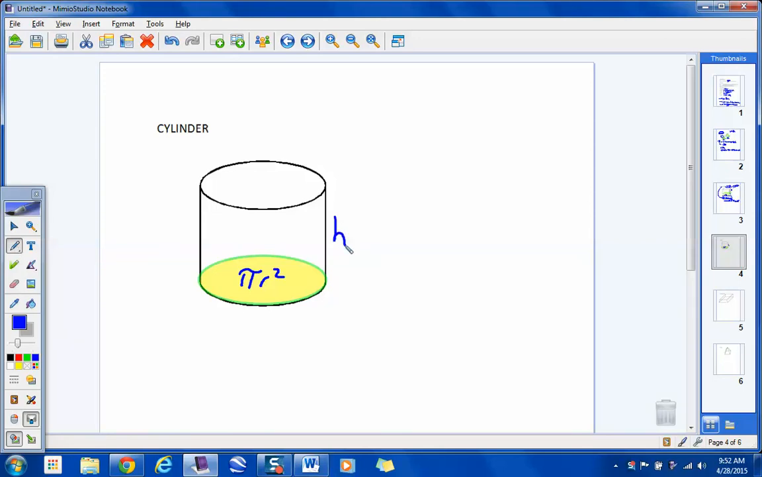So if this is capital B right here, couldn't I say my volume formula for this is pi times radius squared times the height? So the volume formula for any cylinder is going to be what? Pi r squared times what? Height. So let's dimension this puppy out.